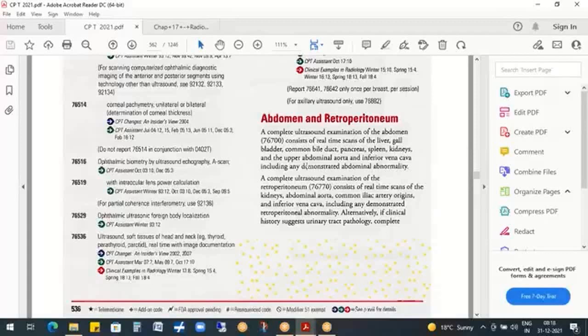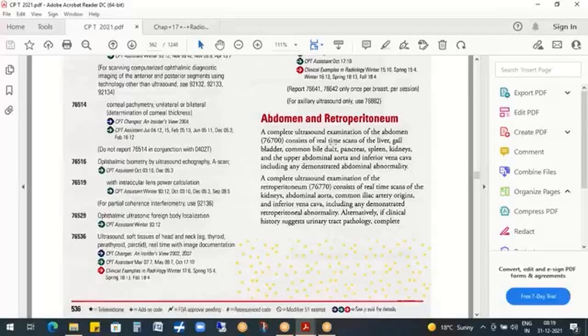Can you see page number 536, abdomen, first paragraph? How many organs do they need to examine during ultrasound of abdomen? You can see that paragraph, abdomen and retroperitoneum, in your books, page number 536.